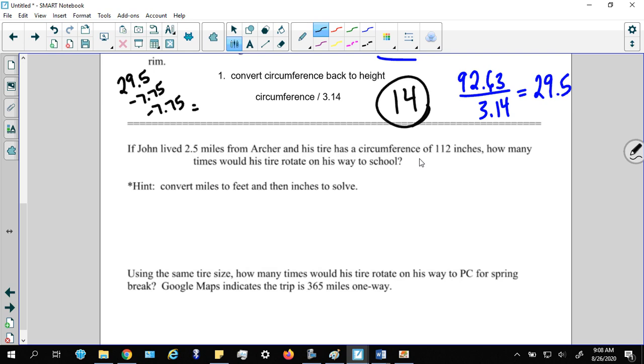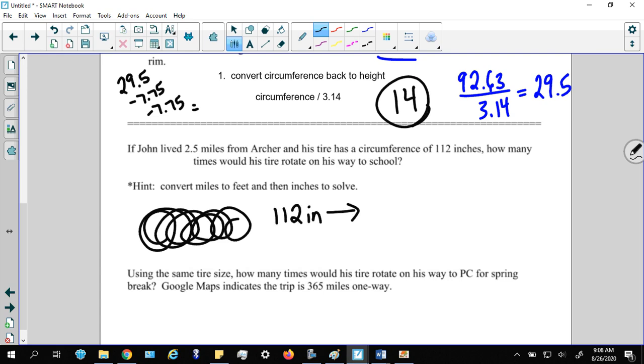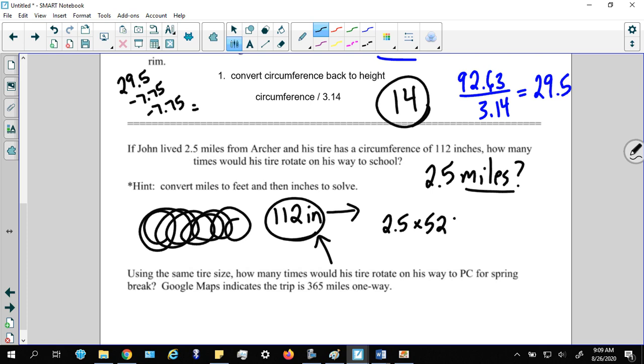Now, here's the thing that I want you to understand: every time the tire turns and turns and turns, he's going 112 inches down the road. Now, the question is, how many 112 inches are there in 2.5 miles? Well, the problem is you have inches over here, you have miles over here. So you have to convert your miles to feet and then to inches. To convert it to feet, I'm going to multiply by 5,280, because that's how many feet there are in a mile. Then I have to convert it to inches, so I'm going to multiply by 12.